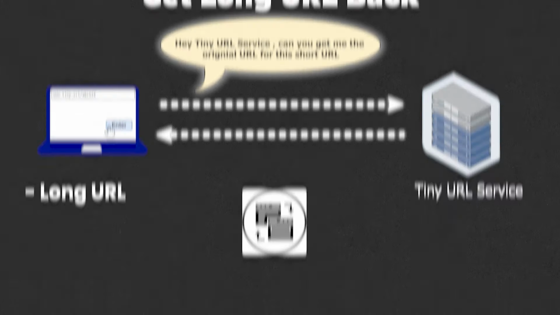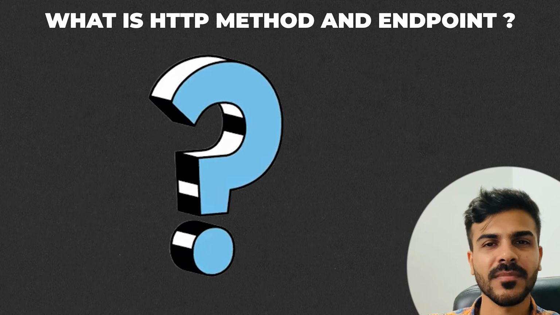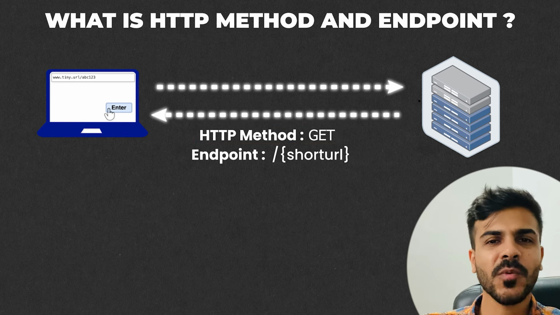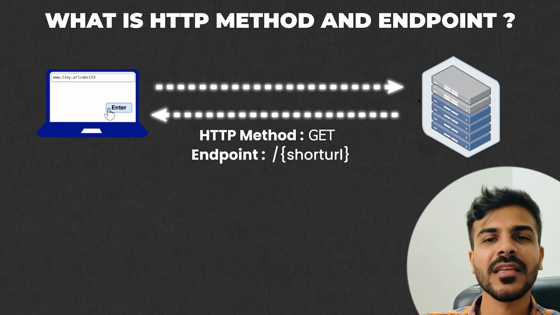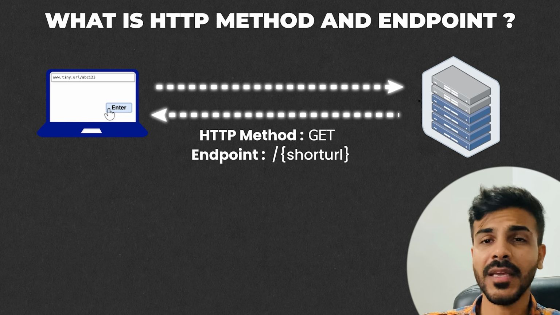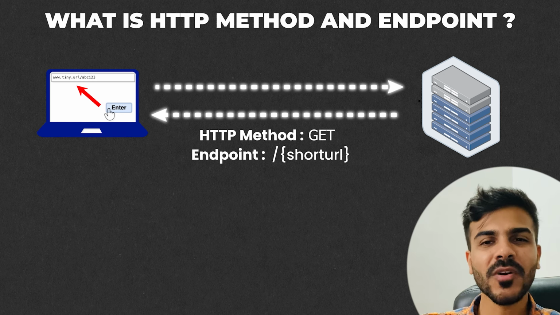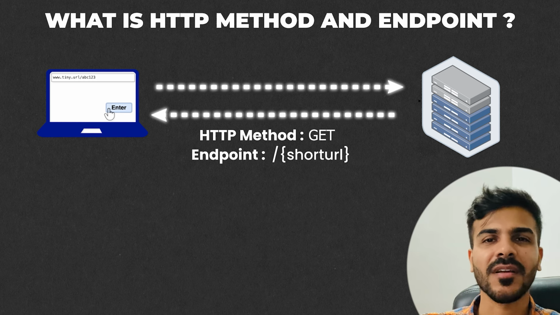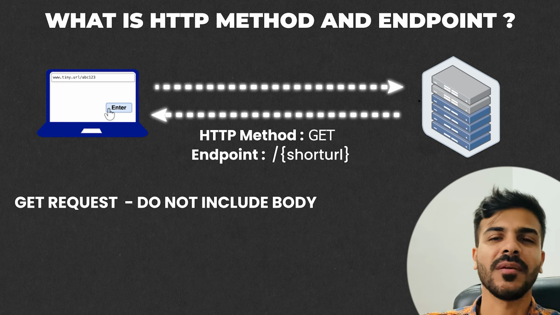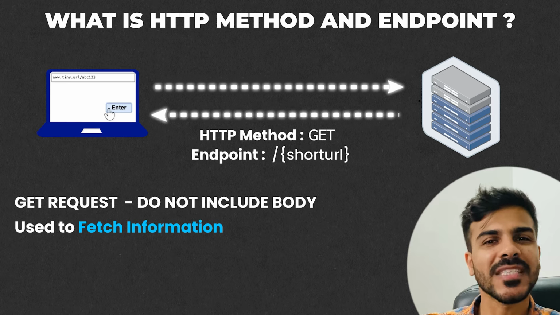Now what HTTP method and what is the endpoint? That's the question. The HTTP method is GET. It's quite simple because we are getting the long URL back from the provided short URL input. The endpoint that we use is nothing but the short URL itself. This is because this is the endpoint that we type in our browser. Also, GET requests do not include a body because they are used to fetch information. So there is no need to send any data.